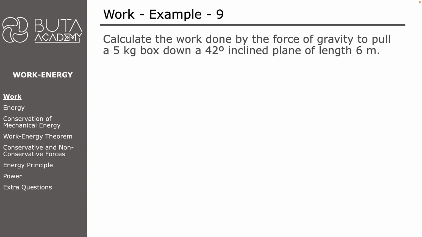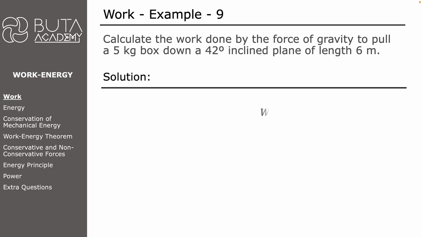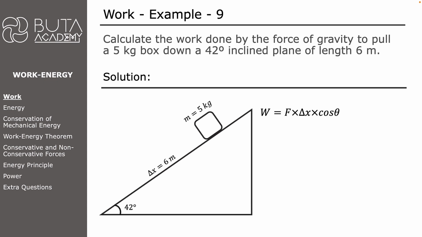Calculate the work done by the force of gravity to pull a 5 kg box down a 42 degrees inclined plane of length 6 meters. Let's start by writing down the work formula as the first step in the solution. We must specify the values of force and theta before moving forward with substitutions. Drawing the diagram that illustrates the conditions in the question will help us to achieve this.